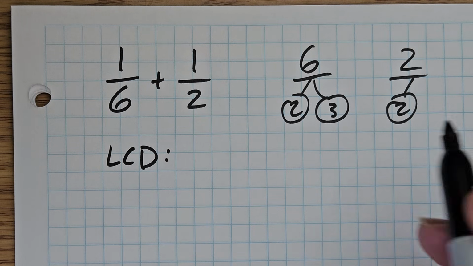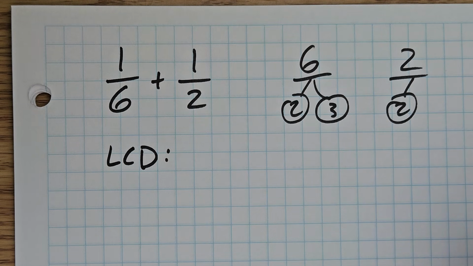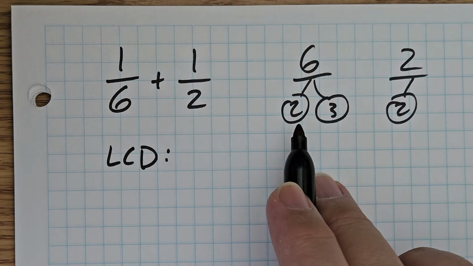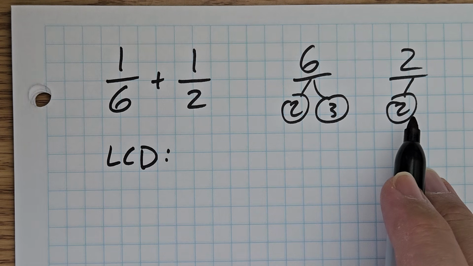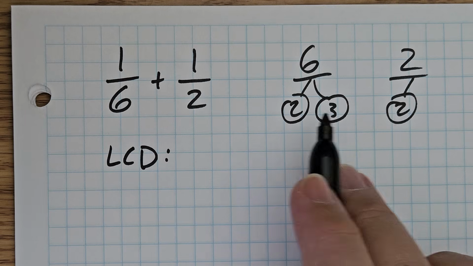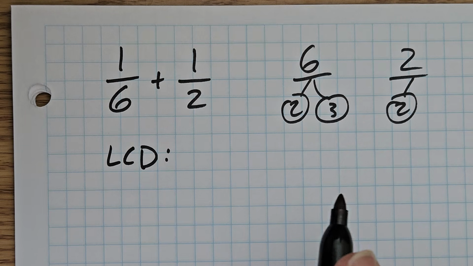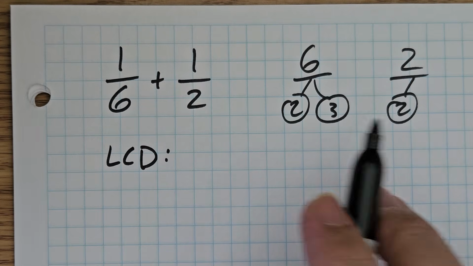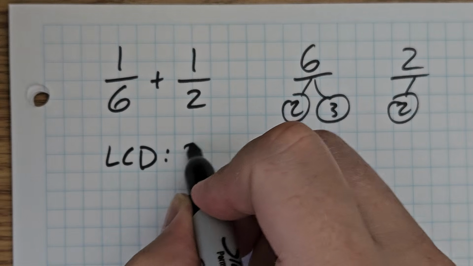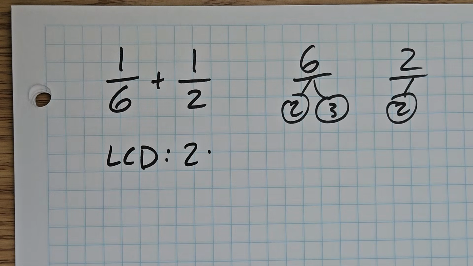So for example, is there a prime factor of 2? Yes. How many 2's does the first number have? 1. How many 2's does the second number have? 1. What's the most? 1 or 1? Not what's the total. What's the most? 1 or 1. The most 2's that either number has is 1. So I'm going to use 1 factor of 2.